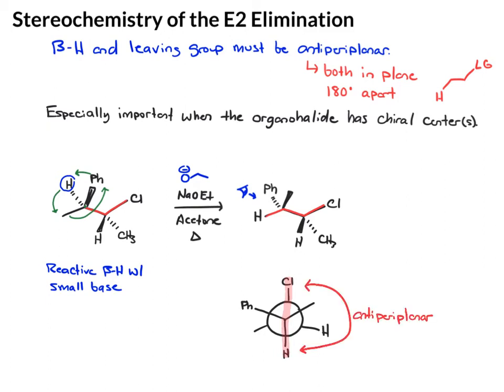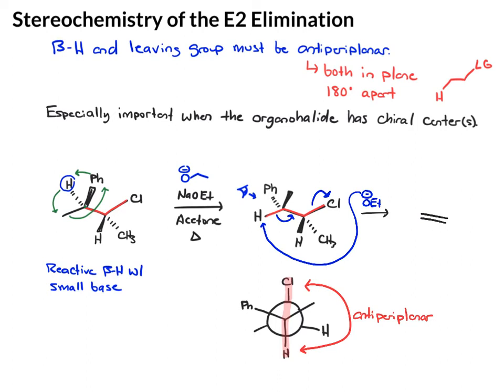Now that we have these groups set up the way we want, we can use our base, which is the O-ethyl. And that is going to come and react with the beta hydrogen. We'll eliminate to give the double bond and lose the chlorine. So in the end, what we end up with is a new double bond. And then use your dashes and wedges to predict the double bond stereochemistry.